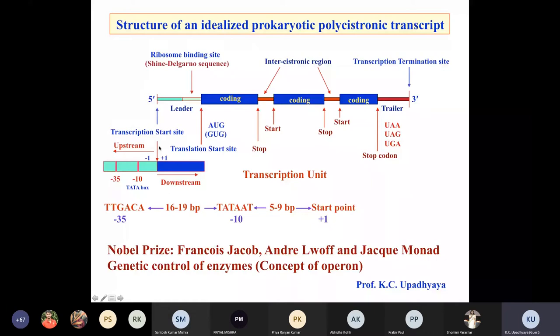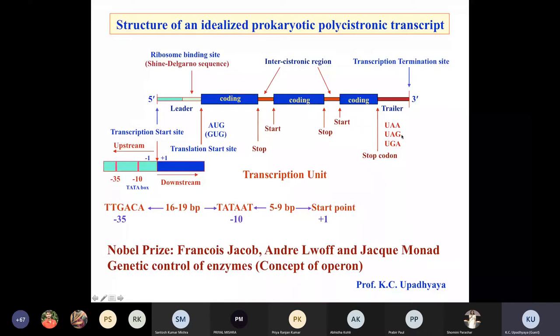So downstream, we have expanded the downstream sequence, and there are three coding units. In this, you have intercistronic regions, and for each one that has been translated, we have a stop codon. There are three stop codons, which are universal in both eukaryotic and prokaryotic systems.